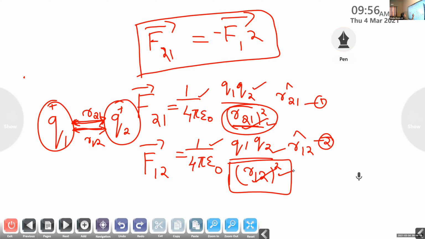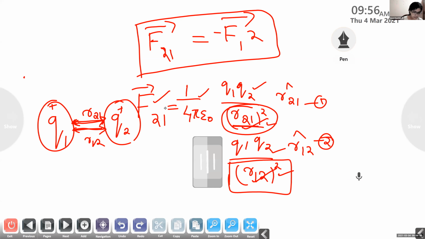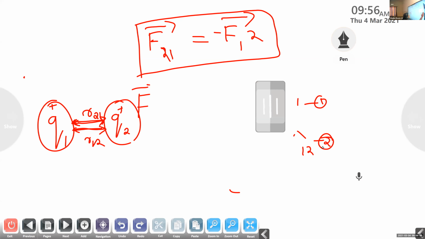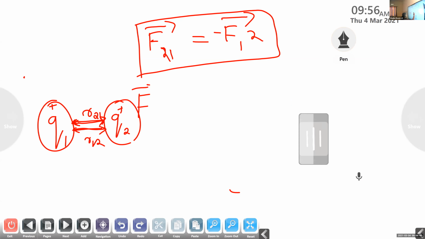So we can write that all the terms of the first equation become equal to all the terms of the second equation. So we can conclude that the force F21 is equal to F12. Clear? Yes, ma'am. Then how does it become opposite? In that case, we check the direction of the force.